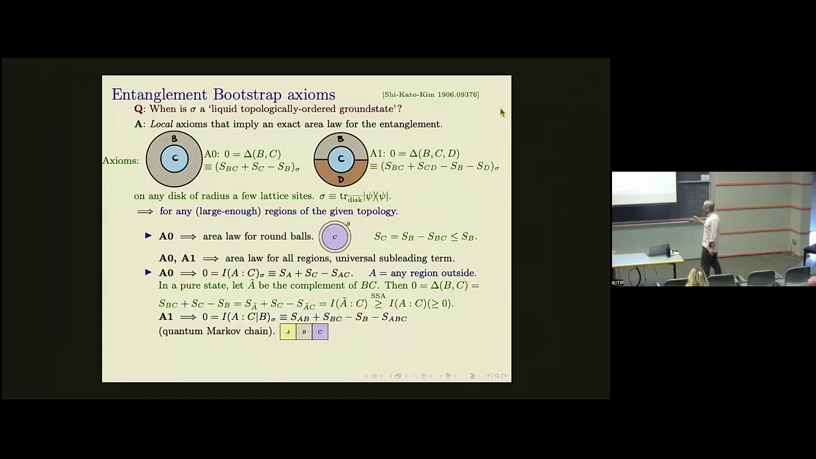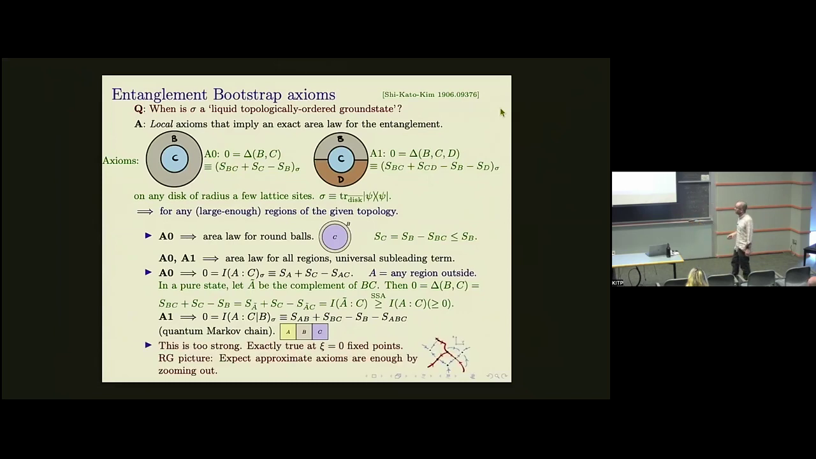Okay, and here's in green a proof of that. And so you can see that this is too strong a condition, actually, right? Because this mutual information bounds correlation functions between A and C. And so this condition is exactly true only at zero correlation length fixed points. So here's a picture of some phase diagram. In each gapped phase, there's a unique zero correlation length fixed point, which is sort of the best state to study if you're interested in studying that phase. And only there is this condition exactly true.